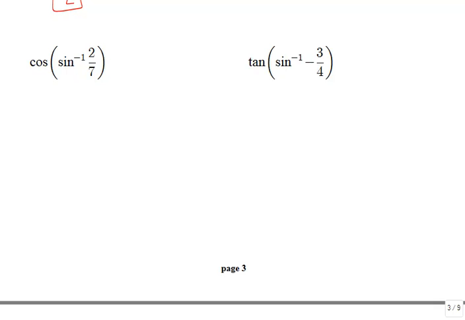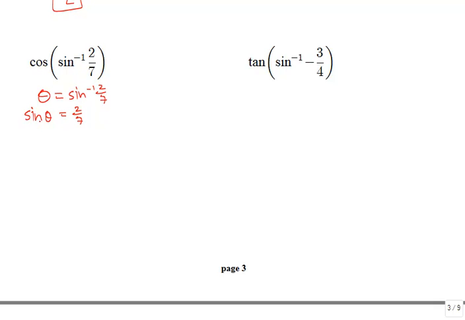Here's the best strategy. Remember, inverse sine finds you an angle. So let's call this whole thing theta. I'm going to erase that and rewrite it down here as saying theta is inverse sine of 2/7. I am going to call this whole thing in parentheses theta. Now this is really saying theta is inverse sine of 2/7, which really means sine of theta is equal to 2/7. So sine of that angle theta is 2/7.